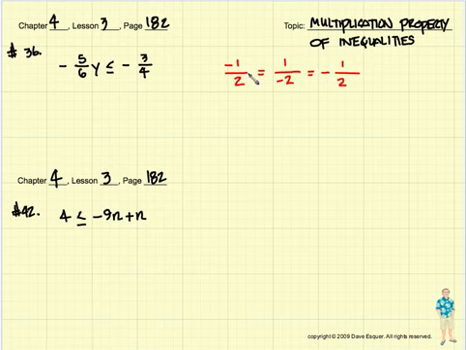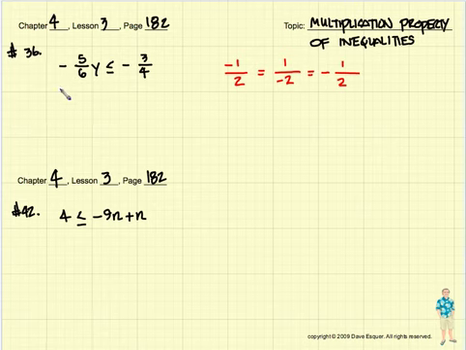Also up here I put for reference just so that we can remember what things look like. Negative 1 divided by 2 is the same as 1 divided by negative 2 is the same as negative 1 divided by 2. So don't forget to flip that sign if we multiply or divide an inequality by a negative. So let's take a look at problem number 36.